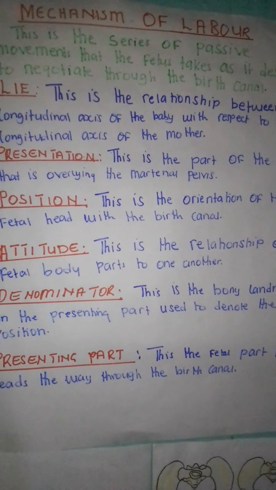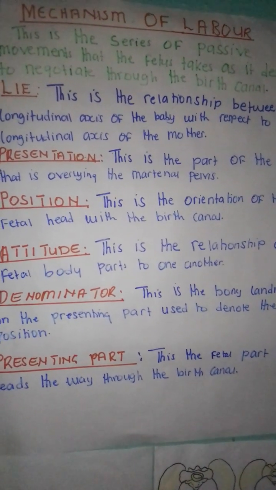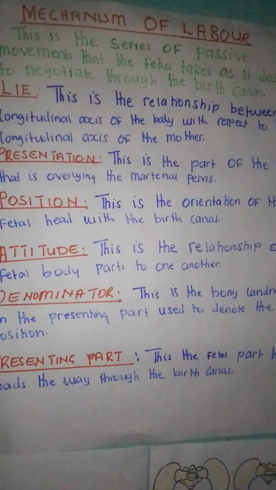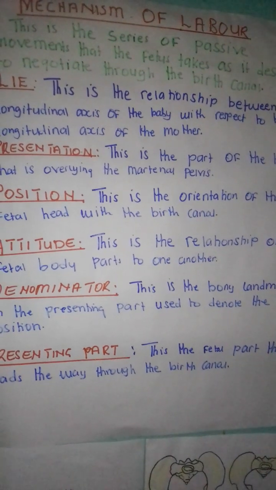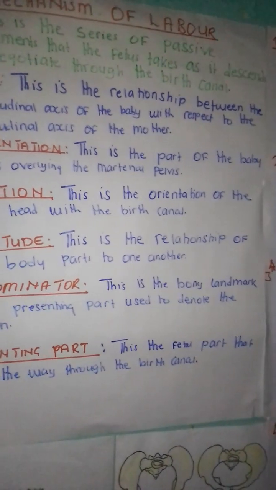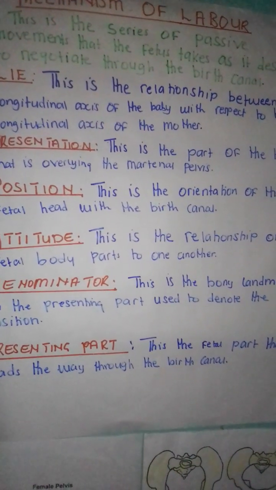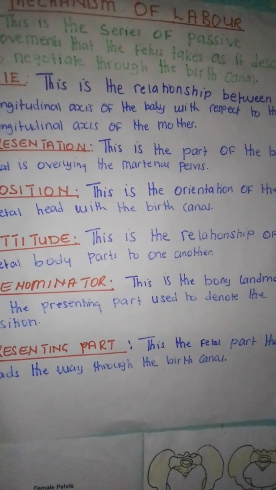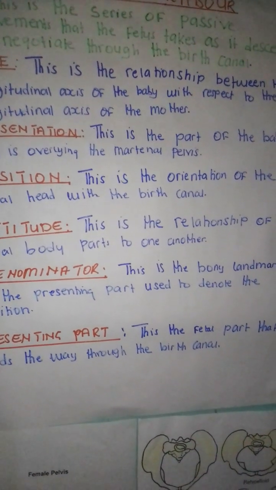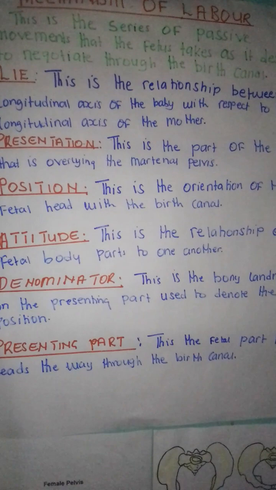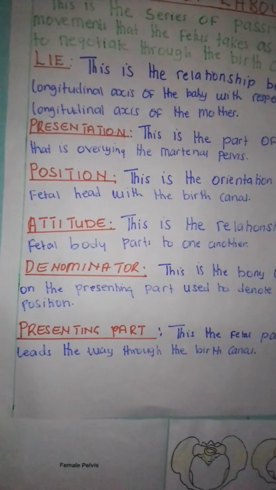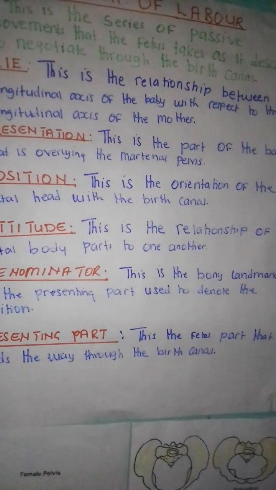Okay, so let's define what mechanism of labor is. This is the definition that is there. It is a series of passive movements that the fetus takes as it descends to negotiate through the birth canal. So these are the movements that the fetus takes as it negotiates through the birth canal. The mechanism of labor. Before we go into the details, let's look at the definition of these terms.